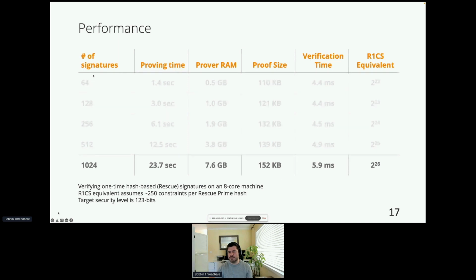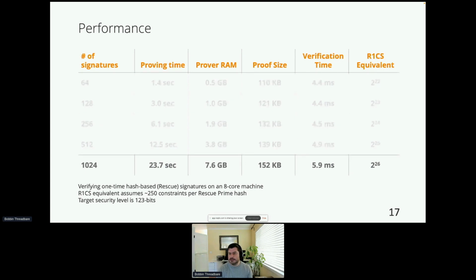We increased this manifold, but the proof size increased by less than 50%. I've listed the R1CS equivalent here. It's not a very fair comparison, I would say, because this is an extremely structured computation where you have basically a loop that verifies a bunch of signatures. So it is more Stark friendly. For R1CS, this would take quite a few constraints to represent. But again, this is not the type of computation that is very well suited for R1CS.